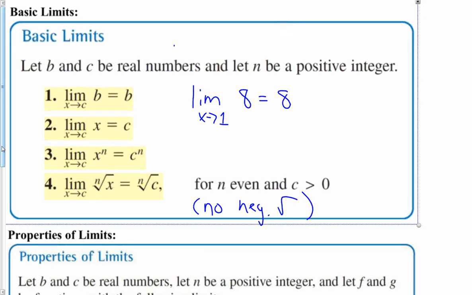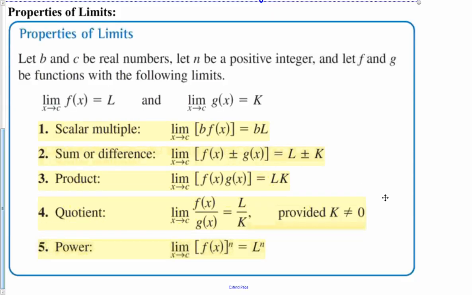Other properties of limits. Now here's some rules we can follow. Let b and c be real numbers, n a positive integer. f and g are functions such that the limit of f of x as x goes to c is L, and the limit of g of x as x goes to c is K. We can do scalar multiplying. Well, this limit is L. What if we multiply it by b? b times f of x would give us b times L as our answer. Okay.